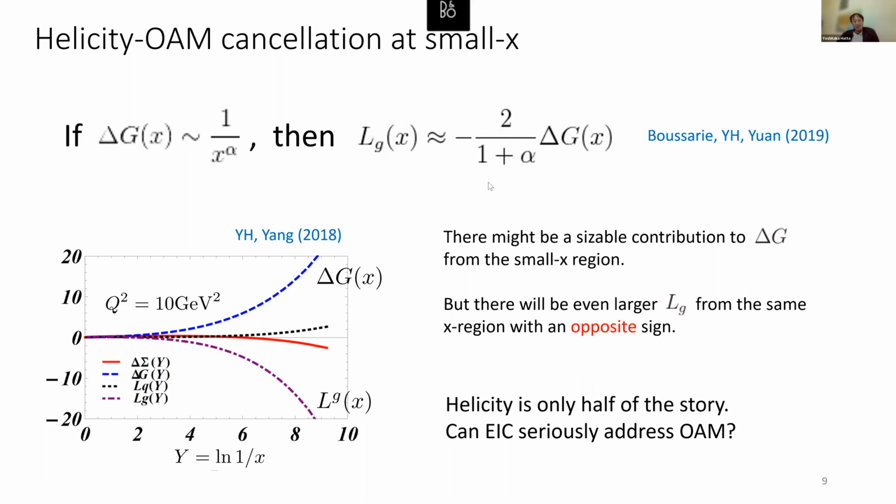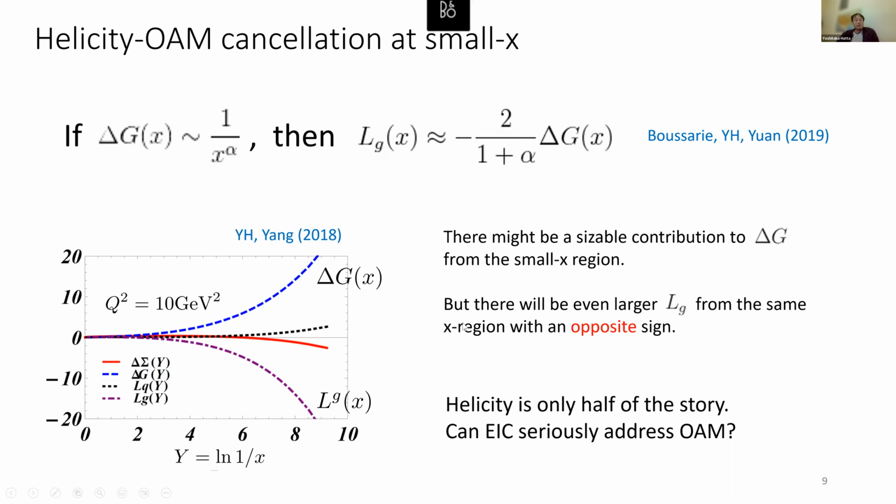Well, this is not an exact cancellation. You can see this ratio is not 1. So alpha is between 0 and 1. So there is not exact cancellation. So the orbital angular momentum might be even larger than delta G, at least from this estimate. And so that's one thing.